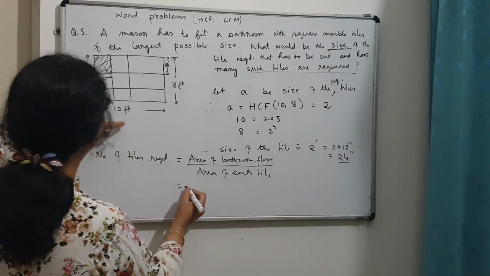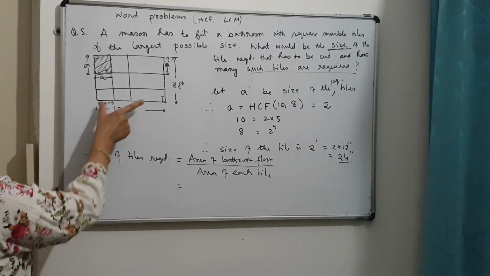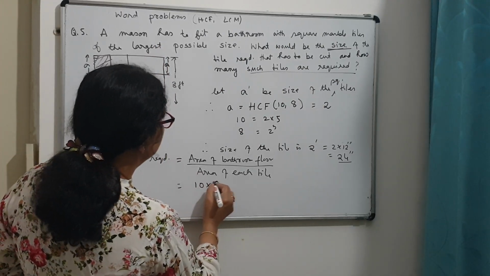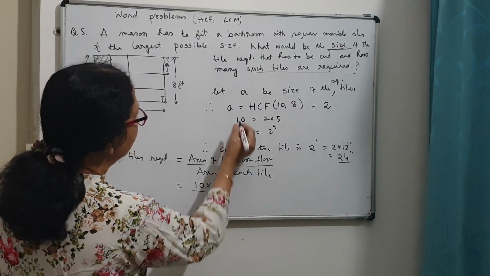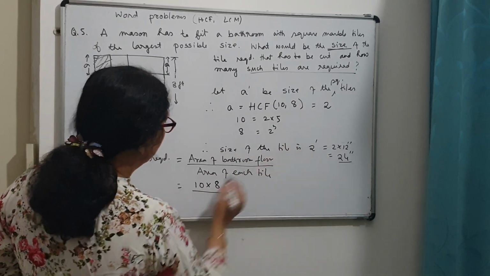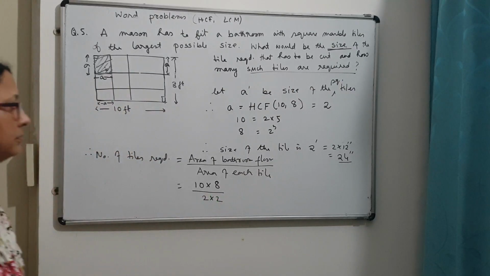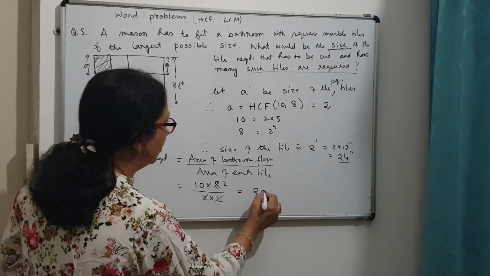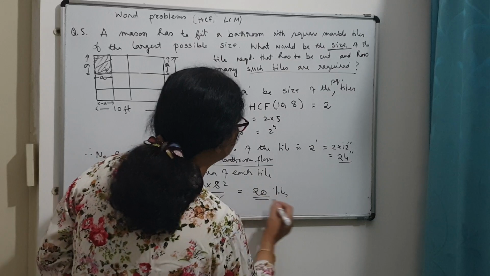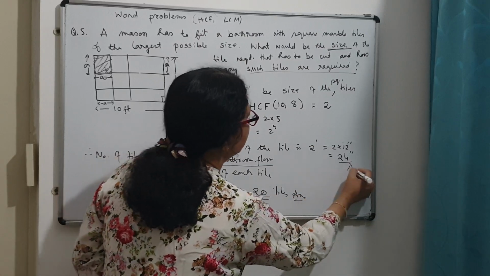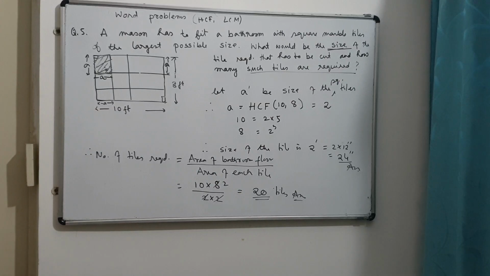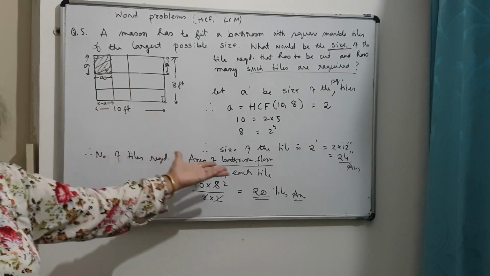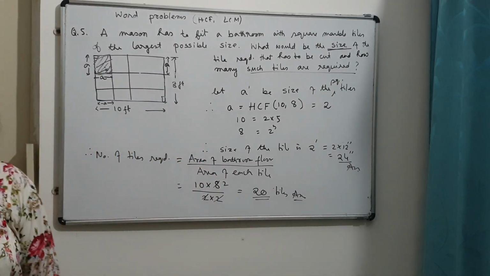So now what is the area? This is a rectangle, so length into breadth is the area. Length is 10 and breadth is 8. And the area of each tile, A square, in feet is 2 into 2. So 4 2s are 8, so it is 20. So 20 tiles will be required. That is the answer. So size of the tile is 24 inch and number of tiles required will be 20. So there is also again a concept based question. You can understand, the solution is very easy.